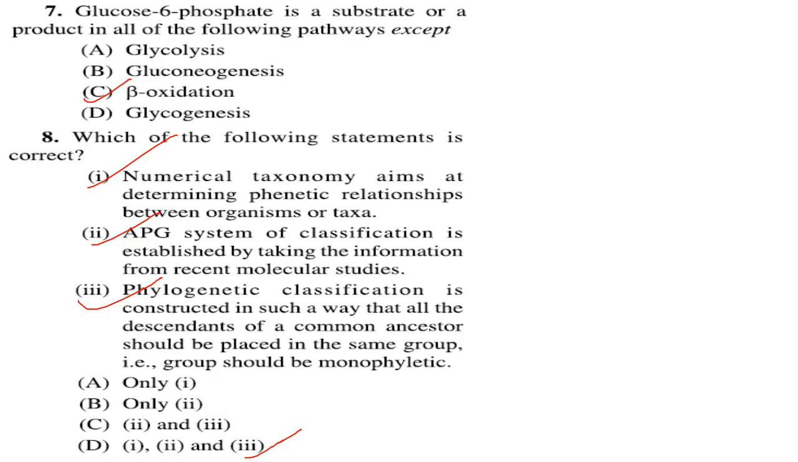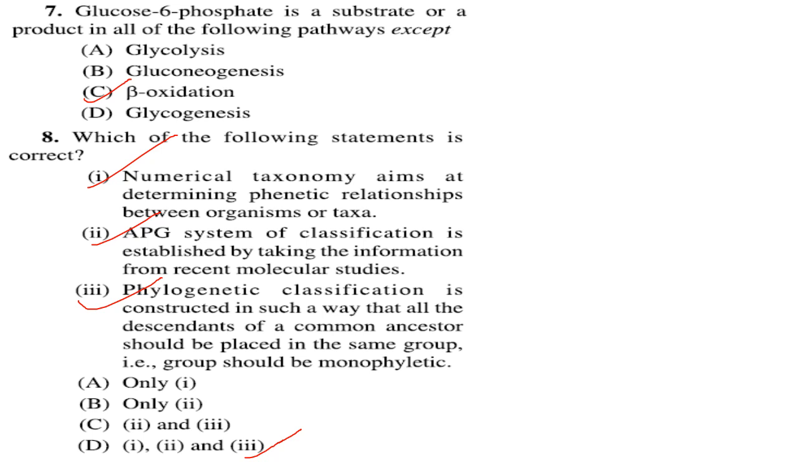Then next one. Glucose 6-phosphate is a substrate or a product in all of the following pathways except glycolysis, gluconeogenesis, beta oxidation. Beta oxidation is for fatty acids, not for glucose. So the answer is option C.